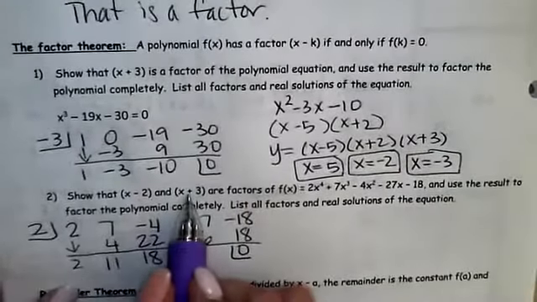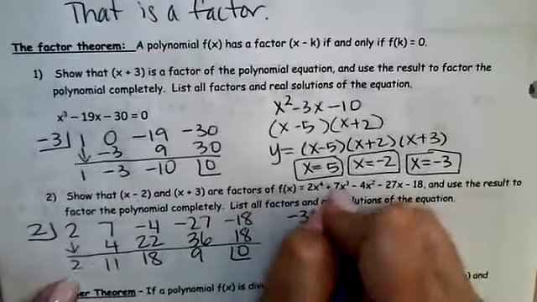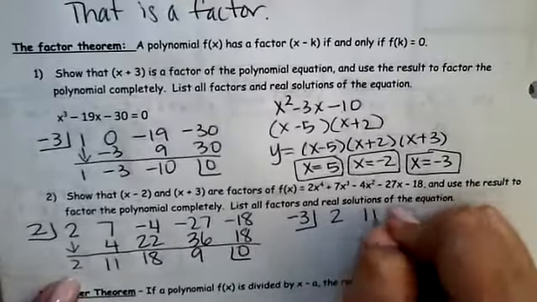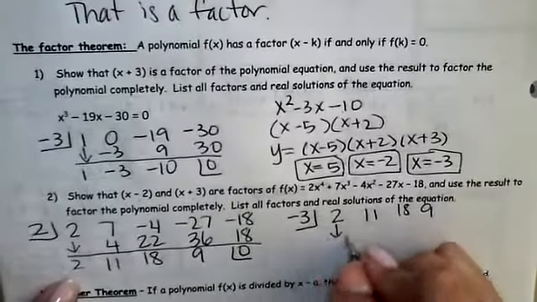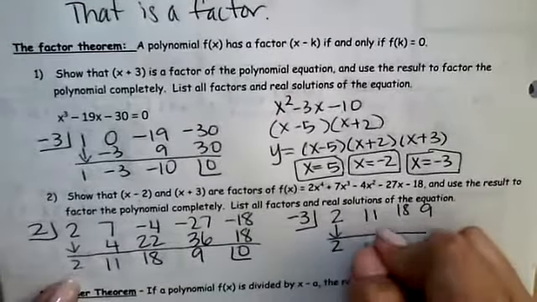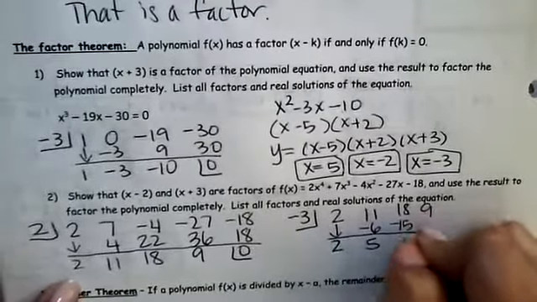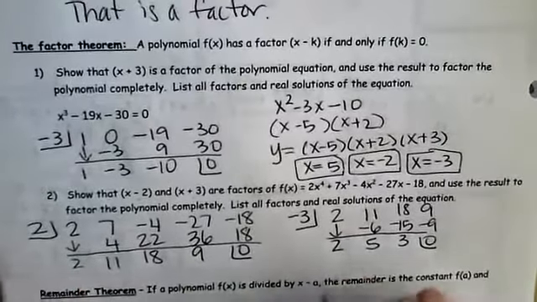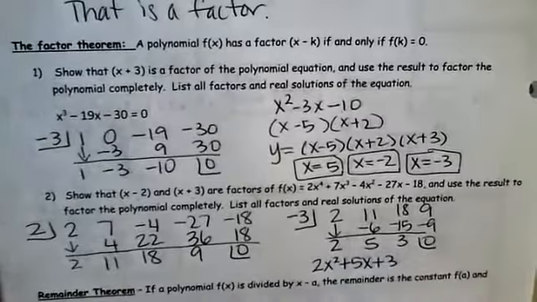Now I've taken it down. This is a cubic, but since they gave me another factor or I have another root, I can do it again. I start with the same ones that I ended with. So I get 2, 11, 18, and 9. I drop the first one, multiply, add, multiply, add, multiply, add. So now I've got 2x squared plus 5x plus 3.